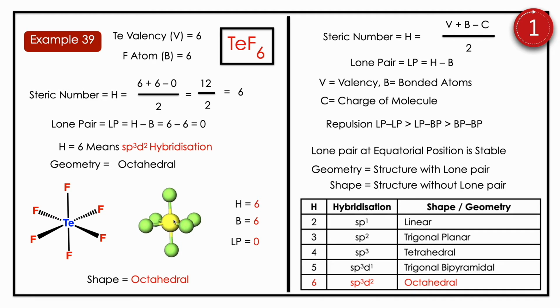Then let us look at tellurium hexafluoride. Tellurium is the sulfur group, valency is 6, fluorine is the bonded atom which is 6. So steric number will be H equals (6 plus 6 minus 0) by 2, mean 12 by 2 gives 6. Lone pair will be H minus B, which is 6 minus 6 equals 0. H6 means sp3d2 hybridization. So geometry is octahedral. Since there is no lone pair in the system, geometry and shape will be same. So TeF6 is octahedral shape.